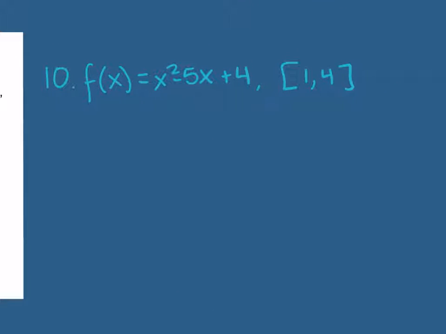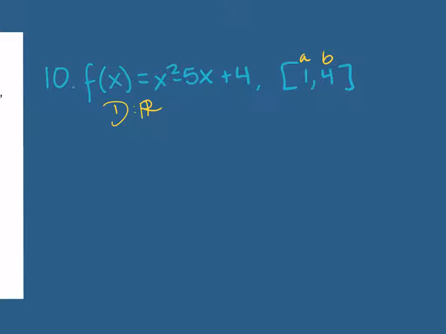In number 10, it says f of x is equal to x squared minus 5x plus 4 on the interval 1 to 4. So a is going to be 1, 4 is going to be b. I need to first make sure that Rolle's theorem can apply. So I have to look at my function. Is it continuous on the closed interval [1, 4]? Well, this function is a quadratic, which means it has a graph of a parabola, and a parabola's domain is all real numbers, so yes, it is continuous.